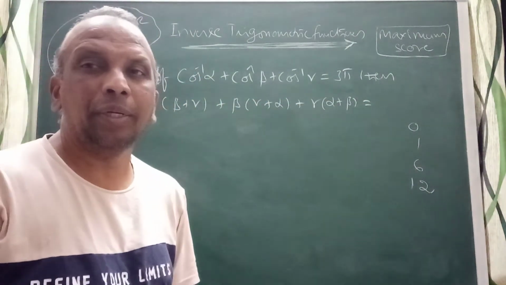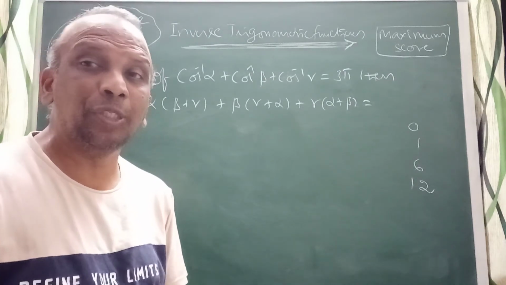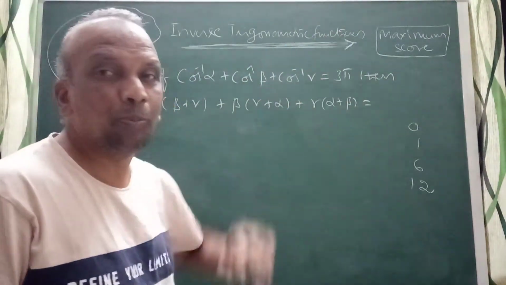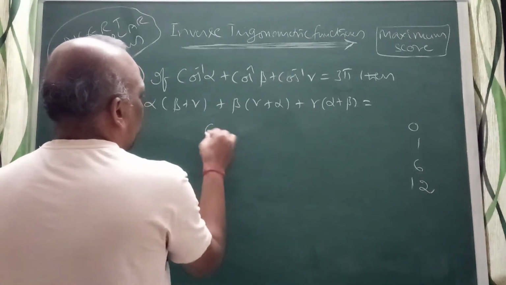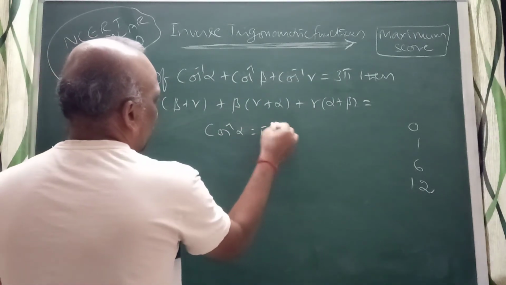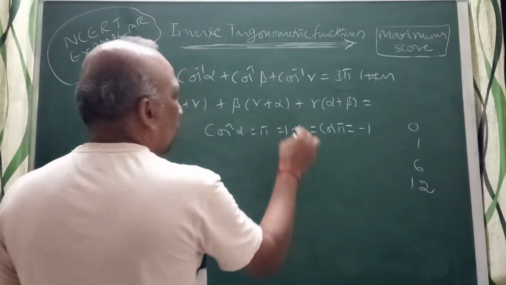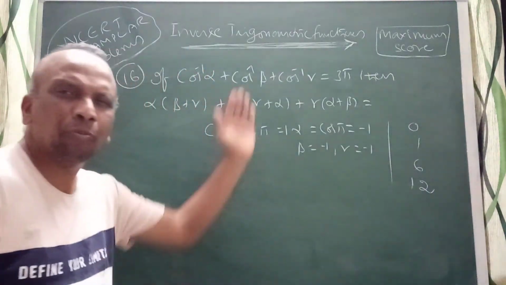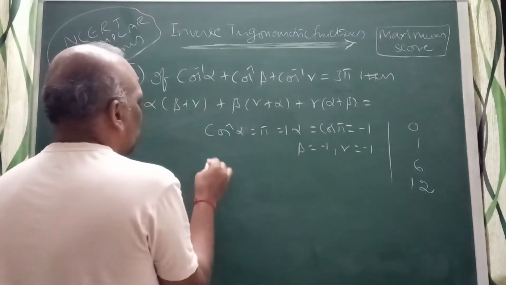But we also know that if you take cos inverse x, that value lies between 0 to pi. If you take each equal to pi, then let cos inverse alpha equal pi. Then alpha equals cos pi, which is minus 1. Similarly, beta equals minus 1, gamma equals minus 1. Same way, take each equal to pi. You will get minus 1, substitute in this.